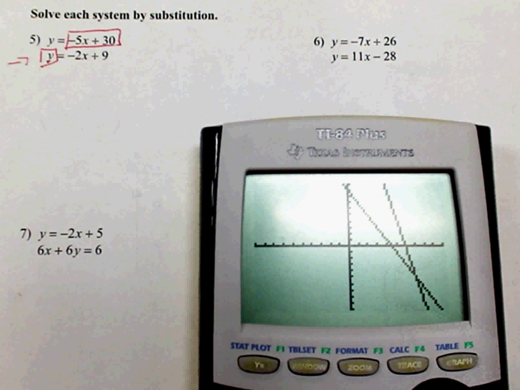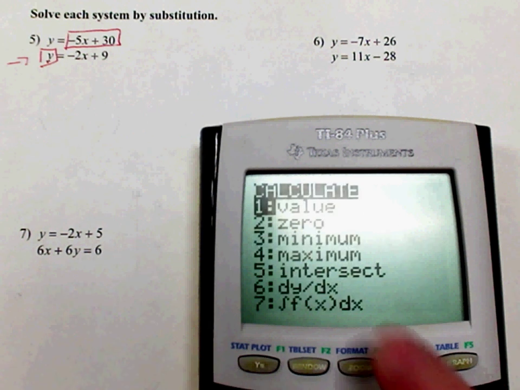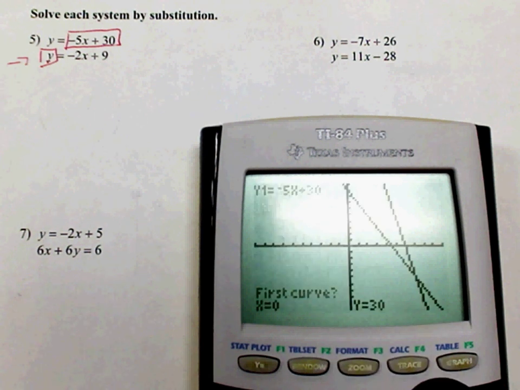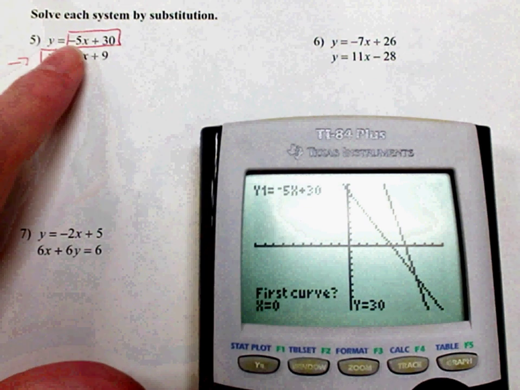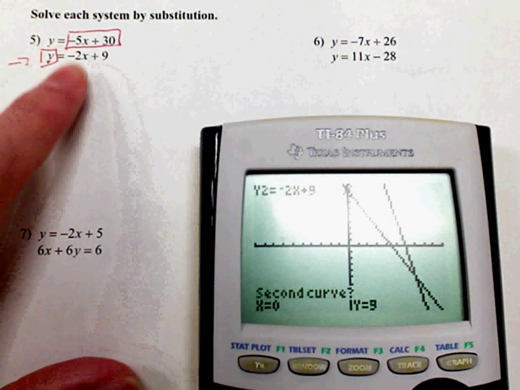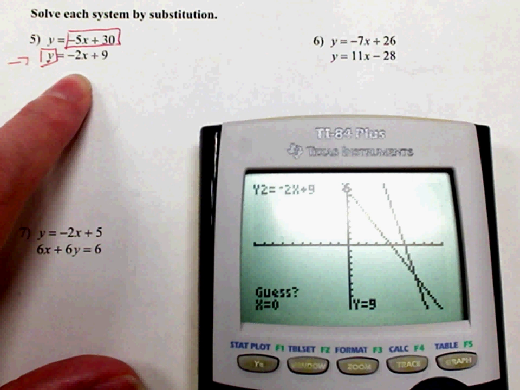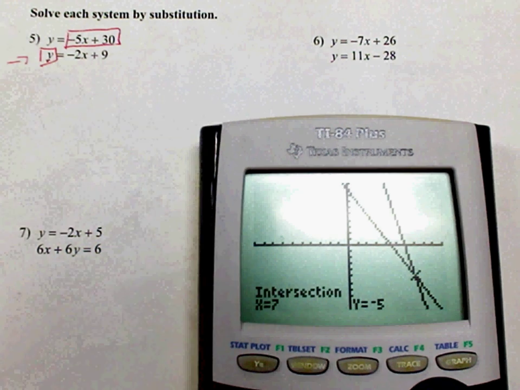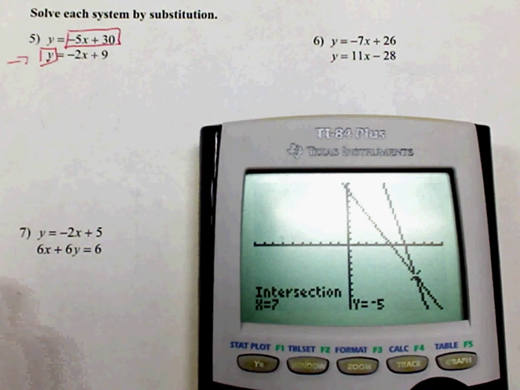I see the answer. So I'm going to go to second calc. Number 5 is the intersection. That's the answer. Double check you typed everything right. Yes, that's my first curve. Yes, that's my second curve. Yes, I want you to tell me the answer. And the answer it gives me is 7, negative 5.